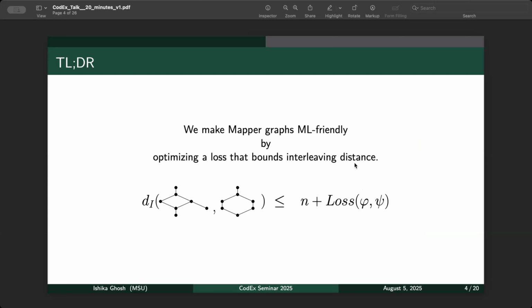To summarize the whole talk, we want to make mapper graphs machine learning friendly by optimizing a loss that bounds the interleaving distance. If you look at the picture at the bottom, we have two mapper graphs and we essentially want to compute the interleaving distance, but we cannot. So we are trying to upper bound it with a loss which is computed between some particular type of maps called assignments. Note that I haven't told you what assignments are. We will come to that later.